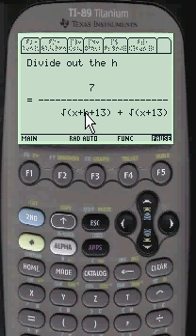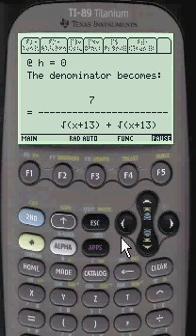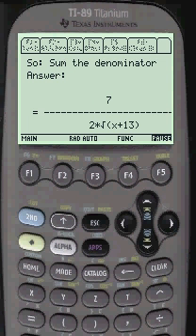Okay, now there's an h here, so as h approaches 0, which is the definition of, or the rule when you're dealing with limits, as h approaches, in this case, h is approaching 0, so when it equals 0, the h comes out. And we have square root of x plus 13 plus square root of x plus 13. So we get 2 times the square root of x plus 13, which is the answer. We sum the denominator, okay?